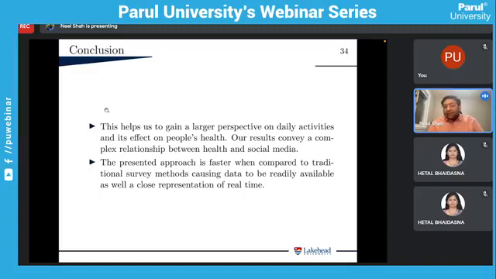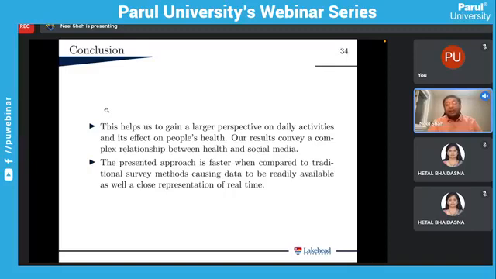It also helps us gain a much larger perspective on our daily activities, not only on people's health, but on the results and the complex relation between health and social media. It also shows that people do share their personal habits, like doing an activity, eating, or liking a food or a specific recipe, and based on that we can understand on a larger perspective how it is moving on.